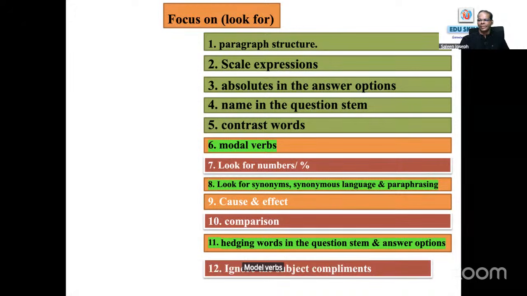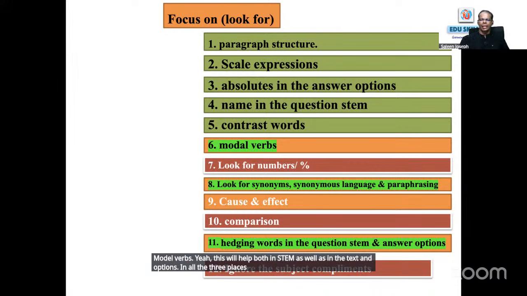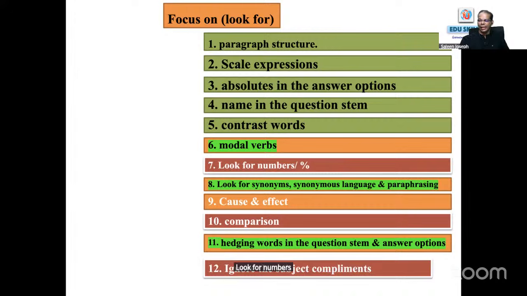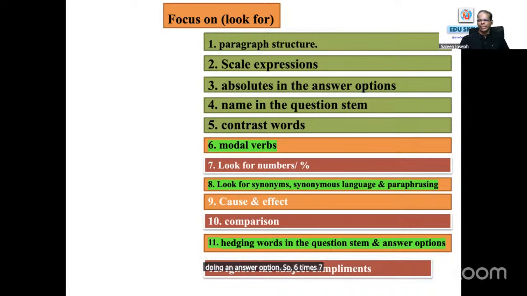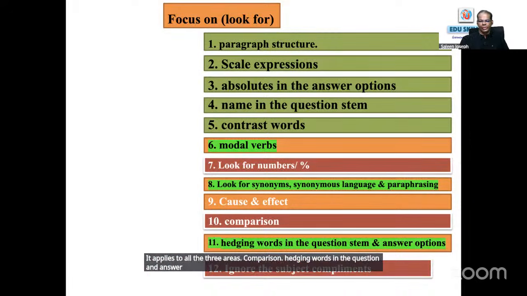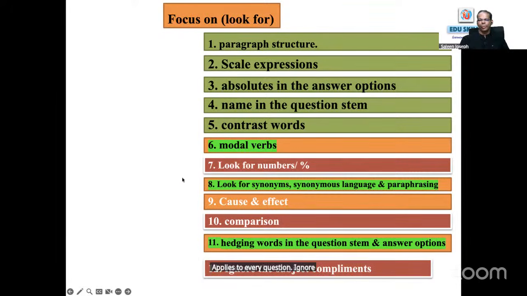Modal verbs. Yeah, this will help in the stem as well as in the text and options. In all the three places, if there are modal verbs, that will help you. Look for numbers or percentages in the text. Even in the question stem, if it is there, it's going to be useful, but rarely we have them even in the answer options. So 6 and 7 are applicable to the question stem, answer options, and text. And look for synonyms, synonymous language, and paraphrasing. Even 8 is applicable to the question stem, answer options, and the text. Then cause and effect. This is also the same. It applies to all the three areas. Comparison and hedging words in the question stem and answer options apply to every question. Ignore the subject complements in the text; that applies to all the questions.